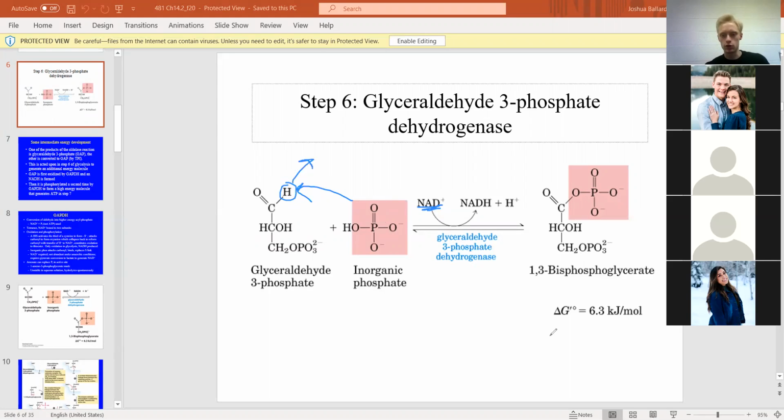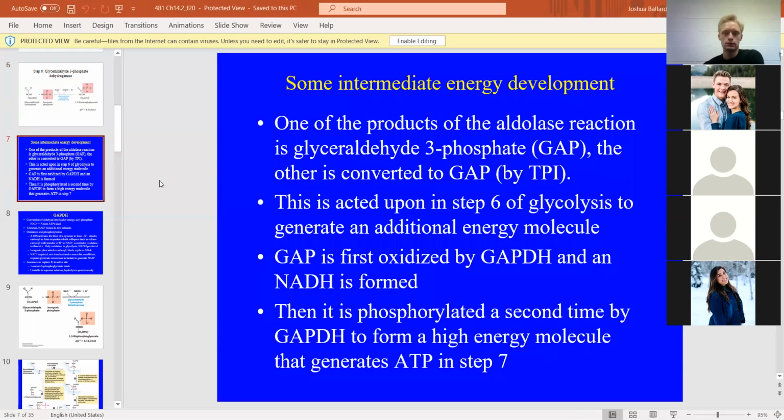This is also reversible. It has a smaller positive delta G. Any questions about that? Okay.